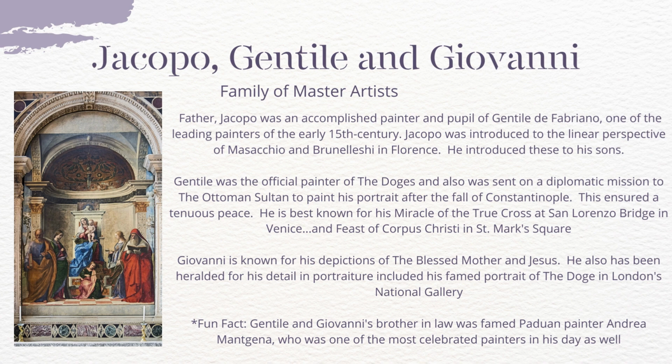So it starts with Jacopo. He was the father of Gentile and Giovanni, and they're a master family of artists. Unfortunately, there's not too many samples of Jacopo's art left. There's a few drawings and things like that, but there are some good records about him. It is believed that he worked under Gentile da Fabriano, who is one of the leading painters of his day. You can see some of his pieces in the Accademia in Venice and also in the Uffizi in Florence. So he was a very learned man.